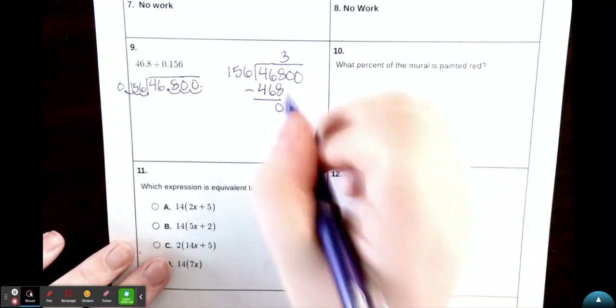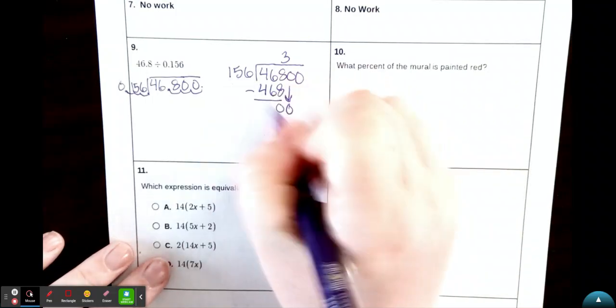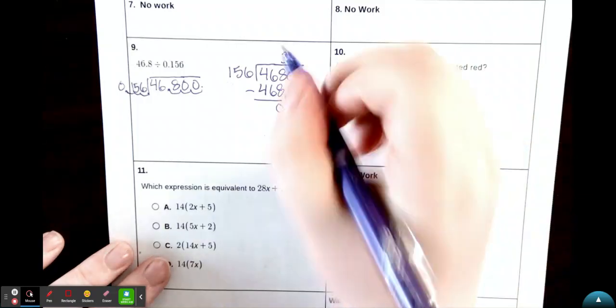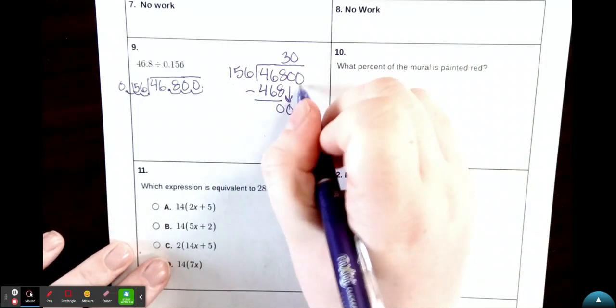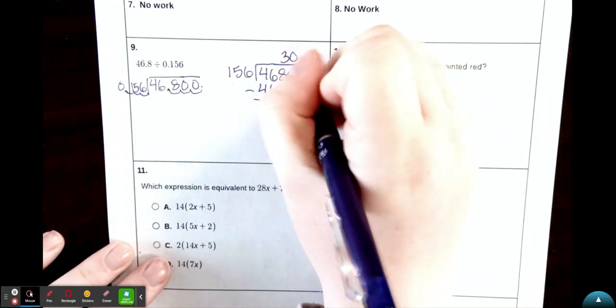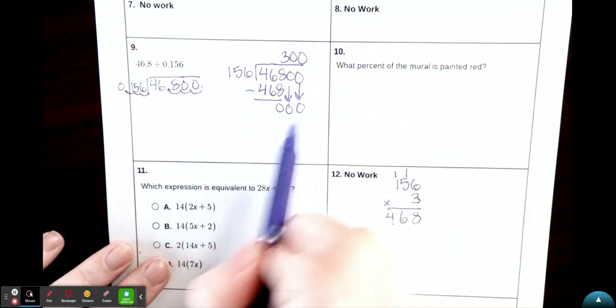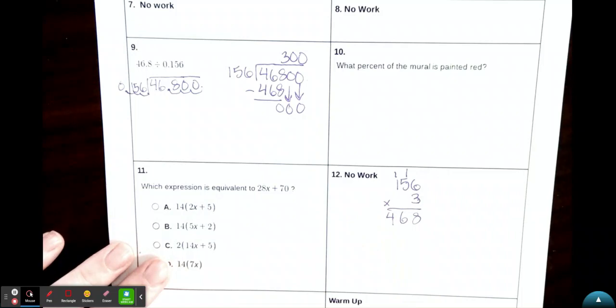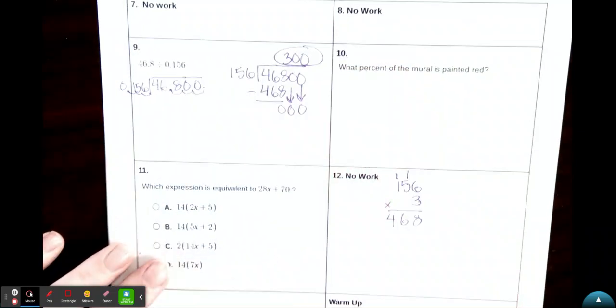Okay, then we bring down the 0. How many times does 156 go into 0? 0 times. Okay, so we bring down our last 0. How many times does 156 go into 0? 0. Okay, so I'm out of numbers up here, and I have a remainder of 0, so I am done. What's my answer? 300.